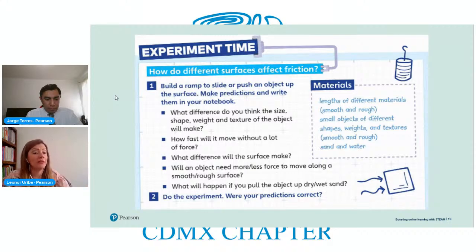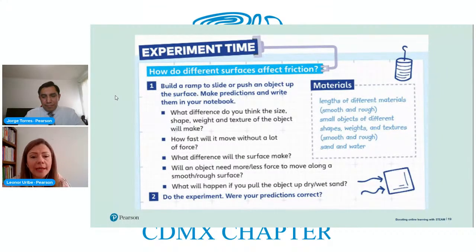This exercise combines, for instance, technology. It is not technology like apps and things like that, but it's simple. A pulley is technology, a ramp is technology. We can use very simple things as technology as well. And it also combines science, and it also combines language, okay?